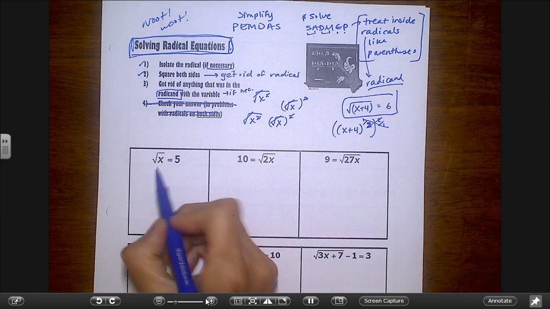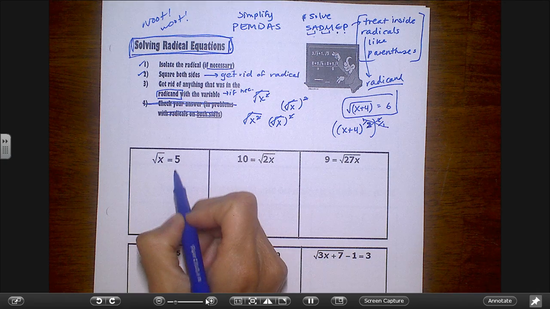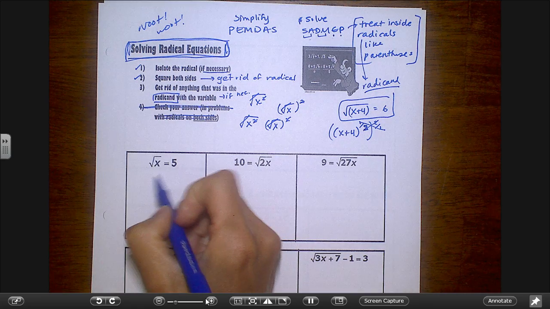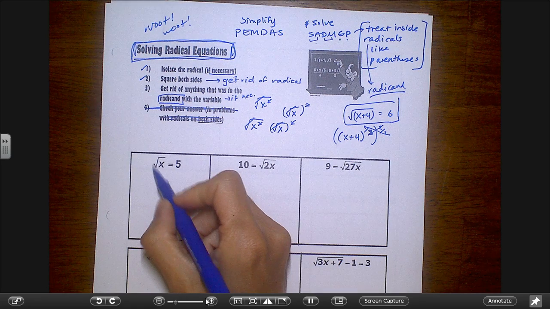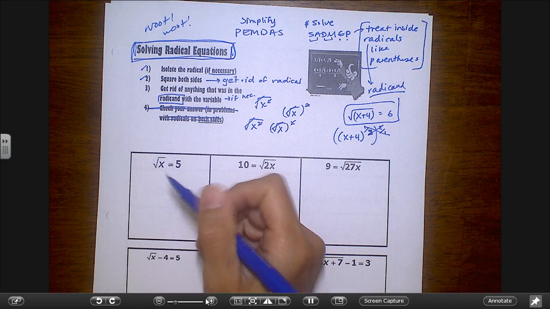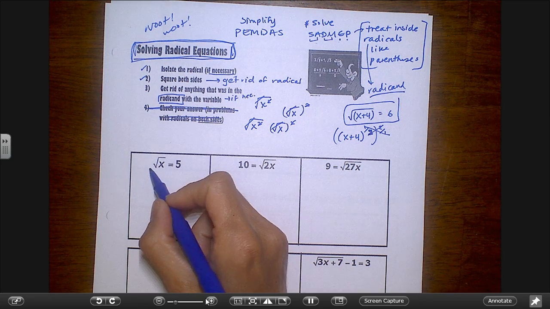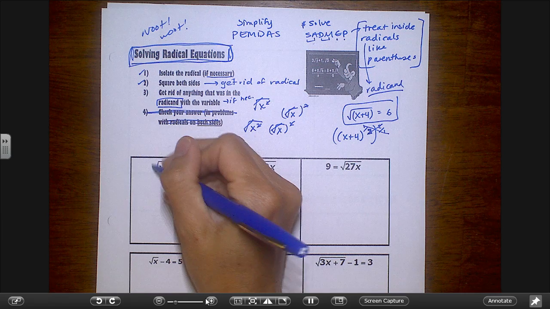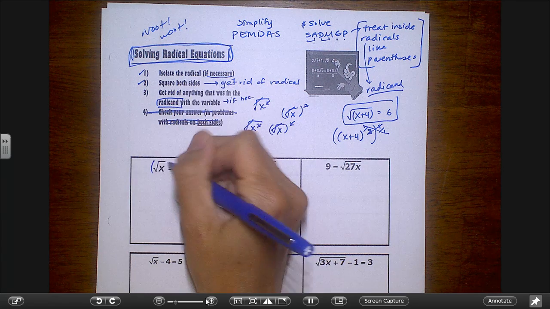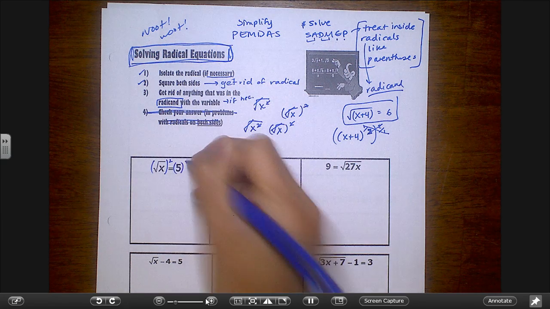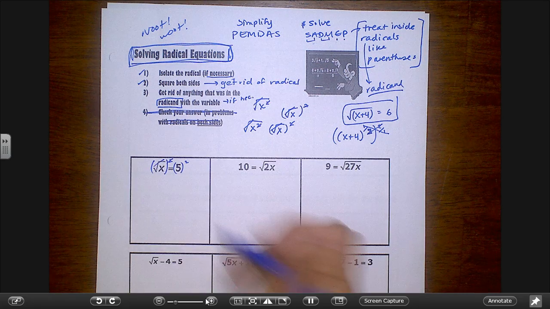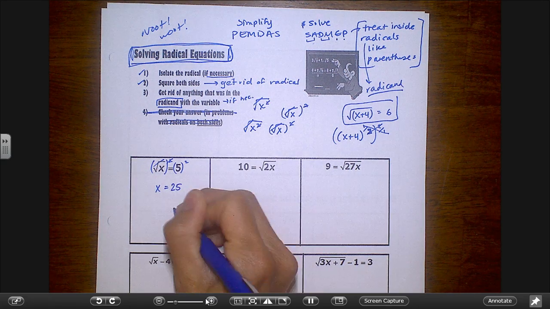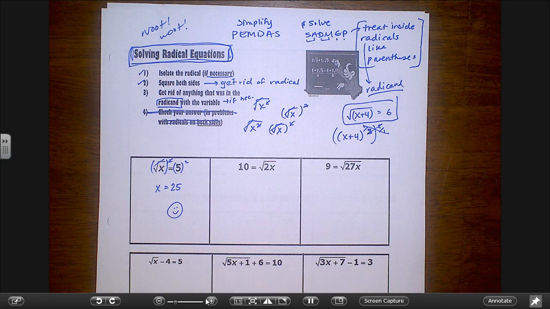All right, problem number 1, we have the square root of x equals 5. My first step is to isolate the radical. The radical is all by itself on this side, meaning I only have the square root, not 2 times this or plus 3 on the end of the radical. So all I'm going to do is the second step: square both sides. Squaring makes the square root go away, so I'm just left with x. 5 squared is 25. It is just that simple.